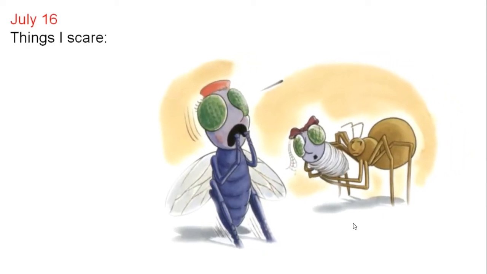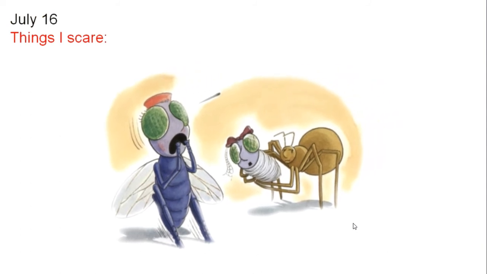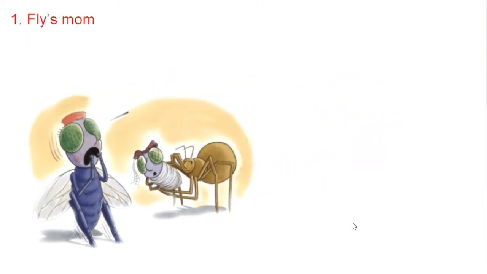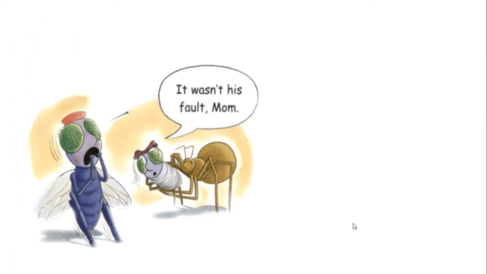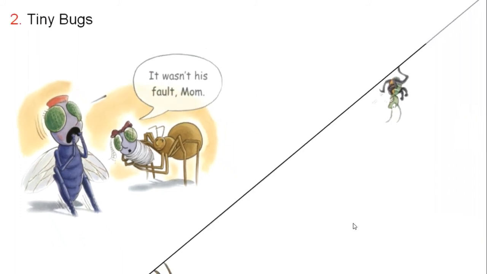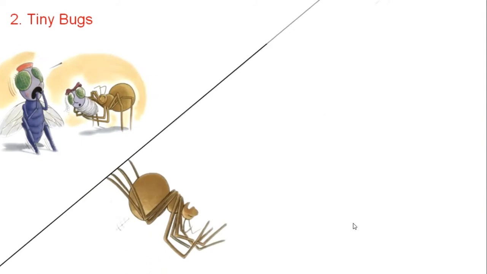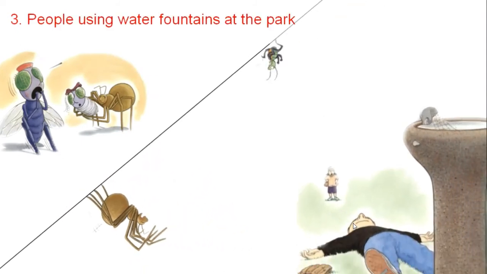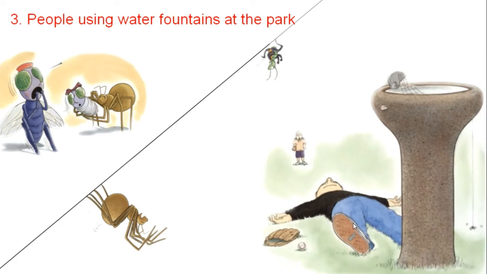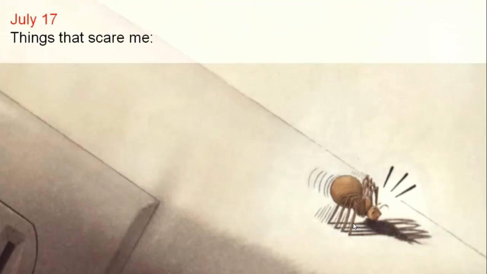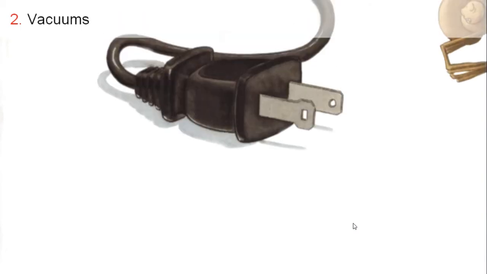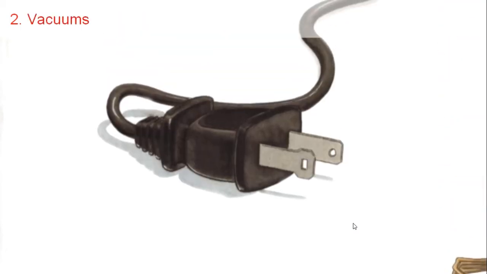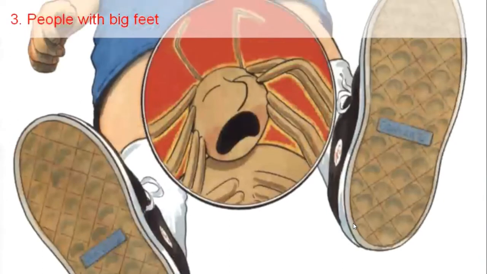July 16th. Things I scare. 1. Fly's mom. It wasn't his fault, Mom. 2. Tiny bugs. 3. People using water fountains at the park. July 17th. Things that scare me. 1. Daddy Longlegs. 2. Vacuums. 3. People with big feet.